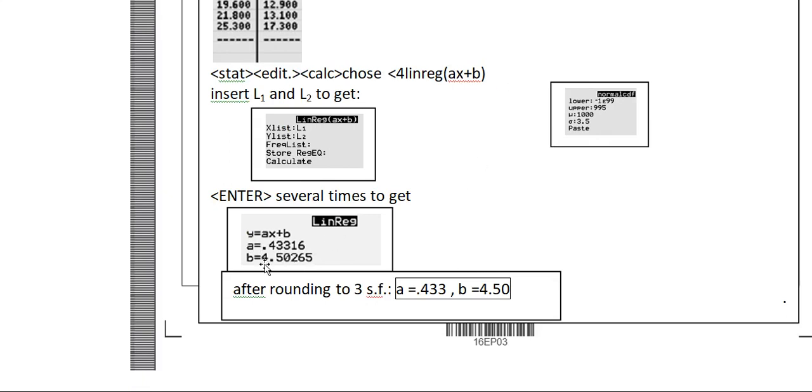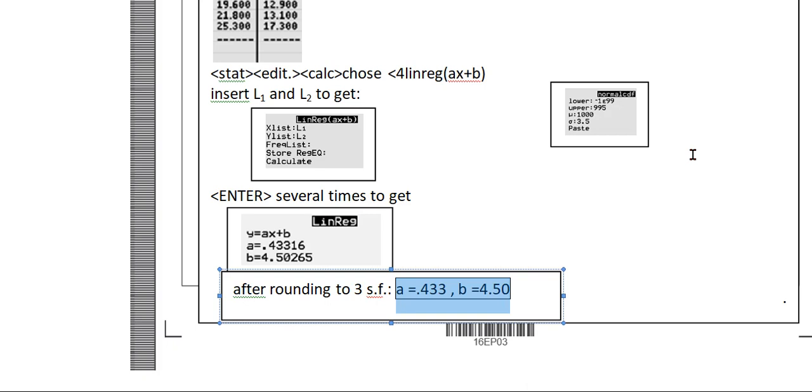After calculations, the calculator says that a is 0.433, b is 4.50 to 3 significant figures. This is our answer to the question. But we have more questions.